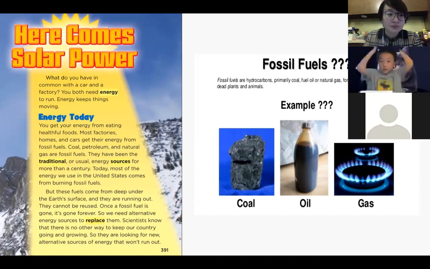And gas, some gas is not good. Some gas is good. Well, not good. The gas we use to cook is definitely good. Yeah, because if it's not good, then we cannot use it, right? It's going to be very bad. Okay.